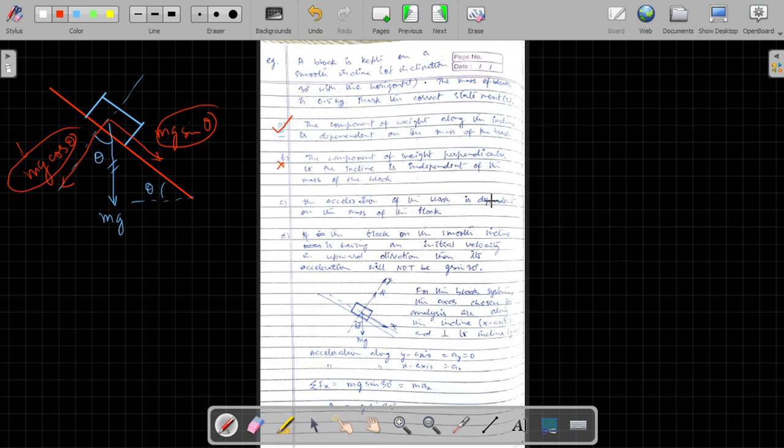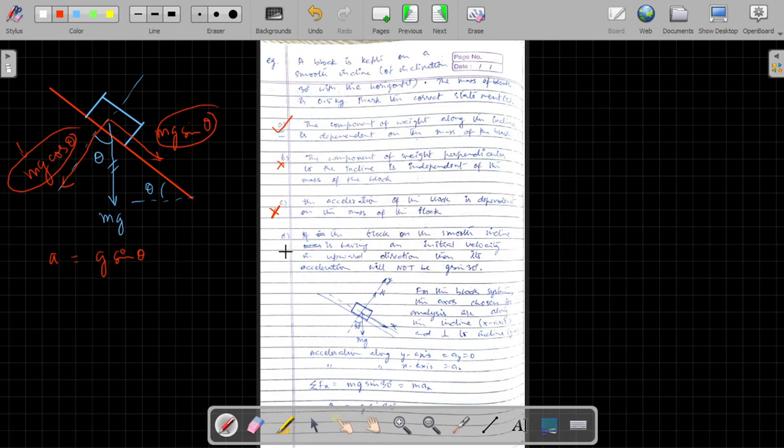The acceleration of the block is dependent on the mass of the block. Again, we know that the acceleration of the block simply comes out to be g sine theta. So the acceleration of this block is definitely independent of the mass of the block. Even if there were some roughness on the surface, the acceleration would have been independent.